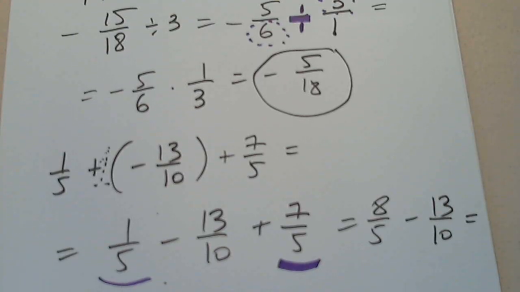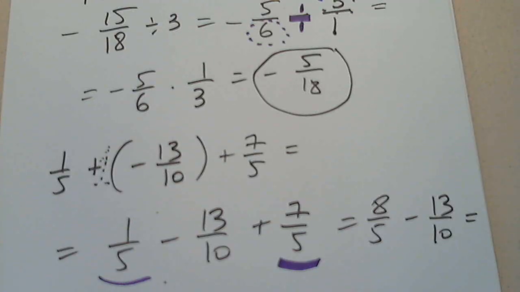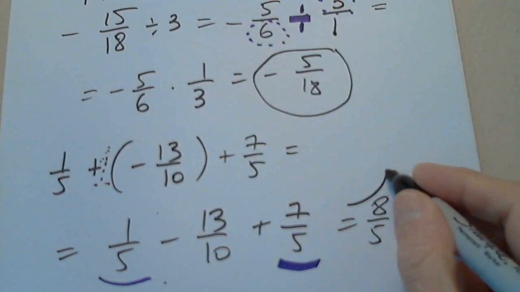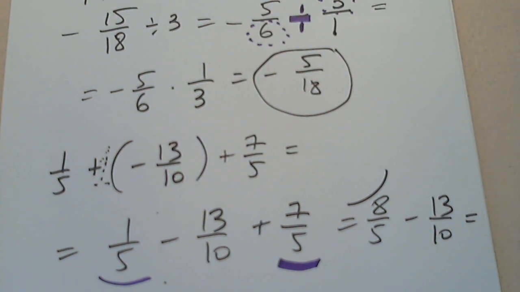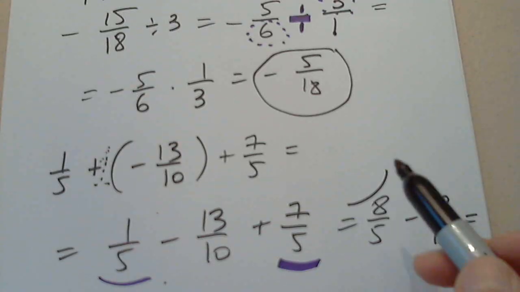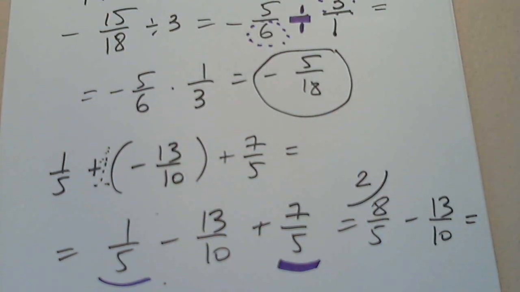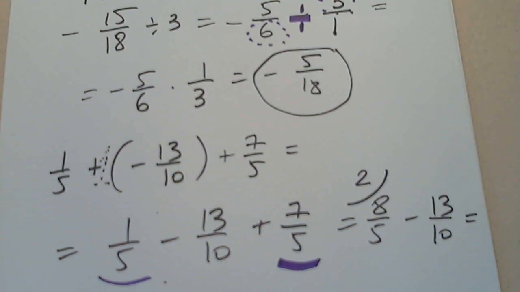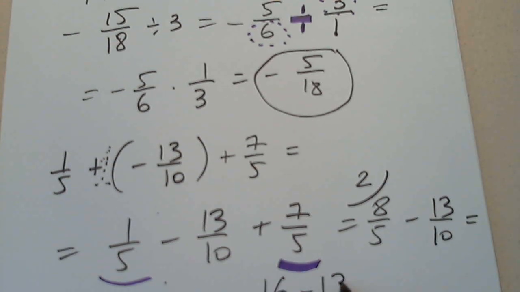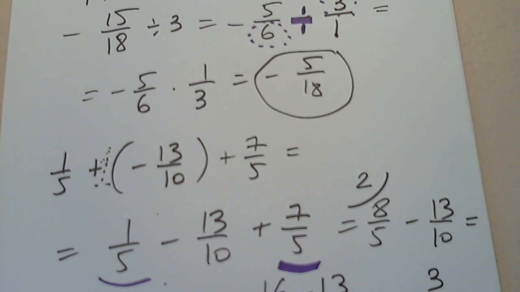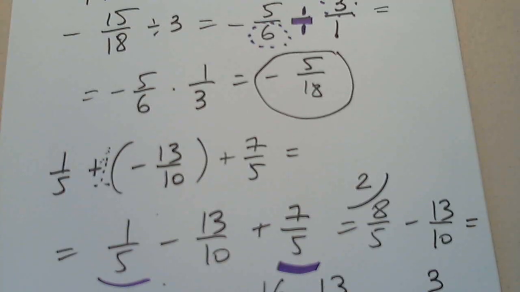So what is the least common denominator? Yep. So there is only one adjustment needed, which is 8/5. Good. Since it's inconsistent. 16 minus 13, so this is 3/10, and that's final.